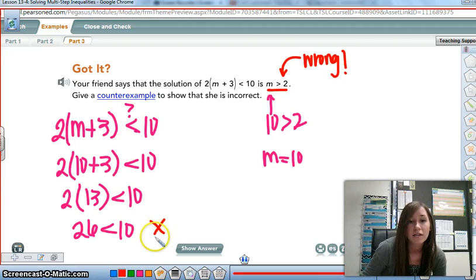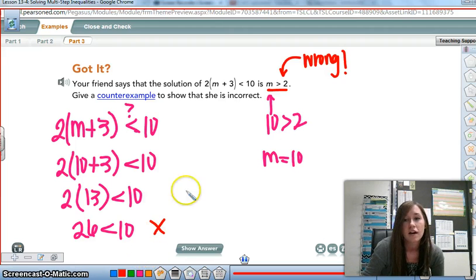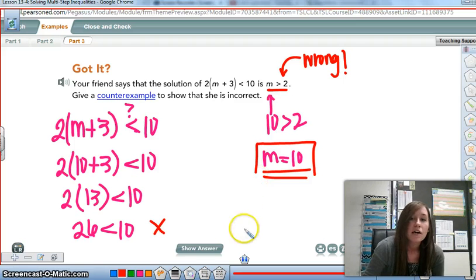No. 26 is not less than 10. So I have a counter example. The value of m as 10 meets the requirement of the answer. So if I found a number that's greater than 2, it doesn't work, this answer is definitely wrong.